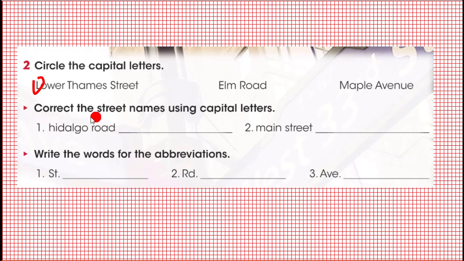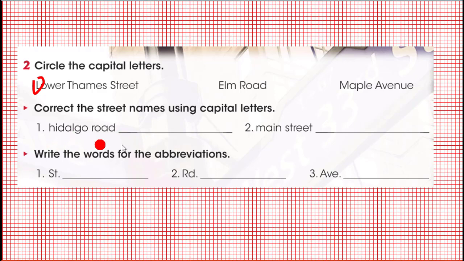Now, this part, we have correct the street names using capital letters. Okay, so that we have just done, for example, this activity, right, to circle the capital letter. Now, but pay attention to here. No tenemos a las letras mayúsculas en estas dos calles. ¿Qué vamos a hacer? Correct the street names using capital letters. Vamos a poner la letra mayúscula y sacar las letras minúsculas acá.